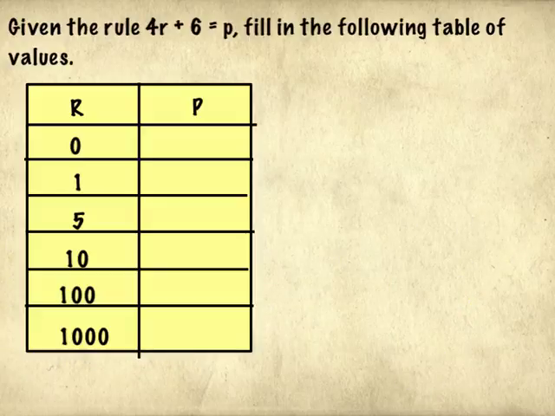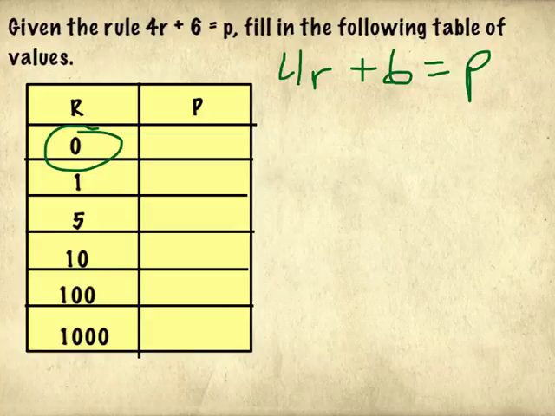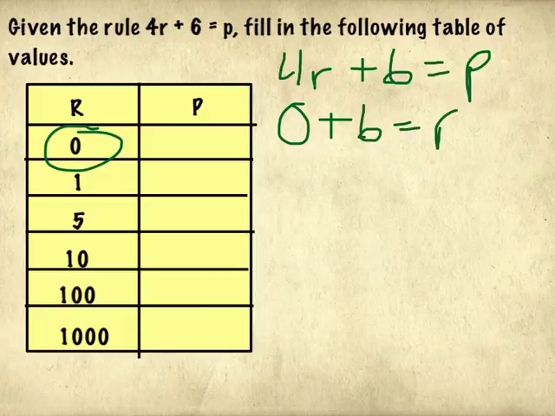So given the rule 4r plus 6 equals p, fill in the following table of values. So all I have to do, I'm going to take my equation, which is 4r plus 6 equals p, and sub in the values. So 4r means 4 times r. In this case, r is 0. So 4 times 0 is 0, plus 6 equals p. 0 plus 6 is 6.